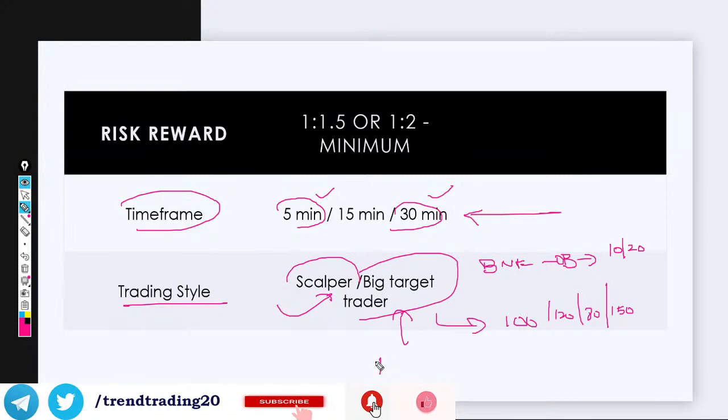A big target trader requires one thing, that is patience. Do you have the patience to wait for the big target? You need to ask yourself all these questions, but most traders don't do it. Try to make sure you note down all these points.